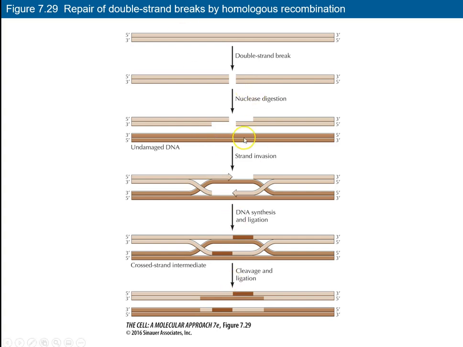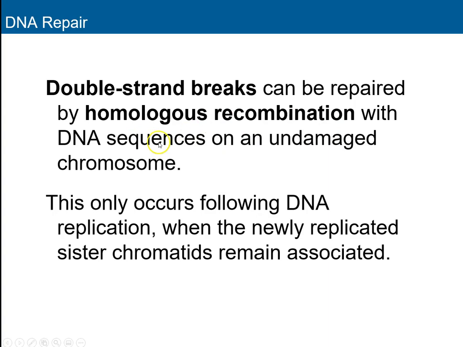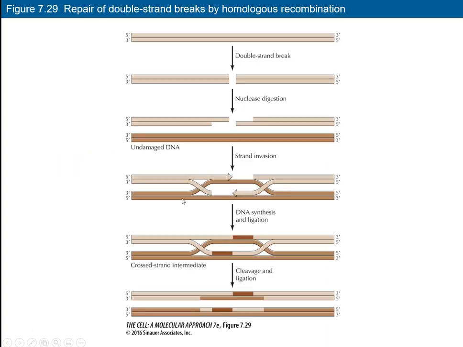So that's the way it's going to work. It's not going to be able to use the template strand, because that information has been lost as well. So homologous recombination means it's going to use DNA sequences on an undamaged chromosome. Obviously it has to be the homologous chromosome. It can't just be a random chromosome, because then we'd put the wrong sequence in there. But as long as we're talking about the homologous chromosome, then you can use that information.